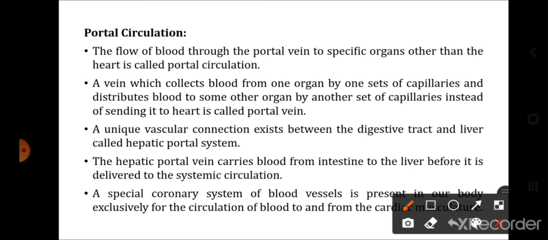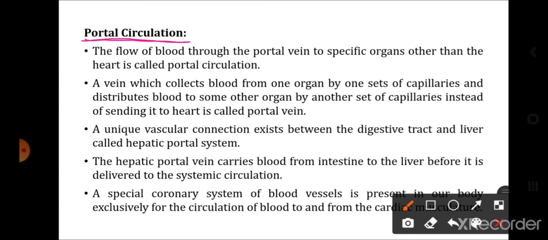Now in human beings a special type of circulation is also found, which is called the portal circulation. Now in portal circulation there is a specific vein called the portal vein. Normally veins क्या करते हैं? They carry the deoxygenated blood from organs and send it to the heart. So basically वो blood को different organs से heart में लेकर जाती है.